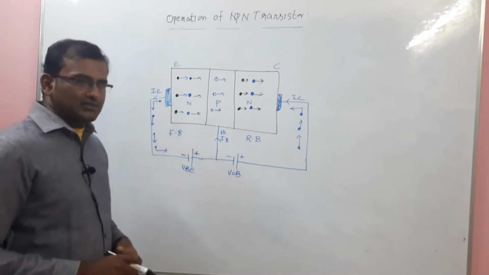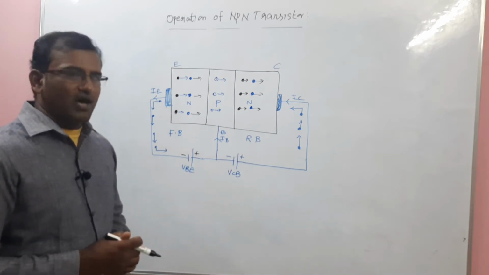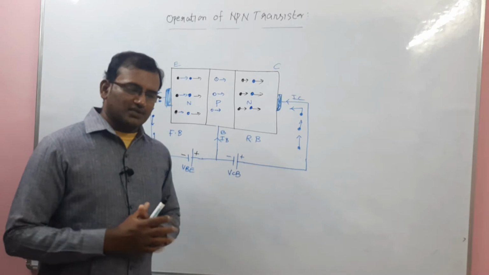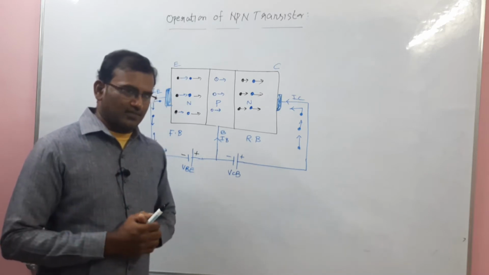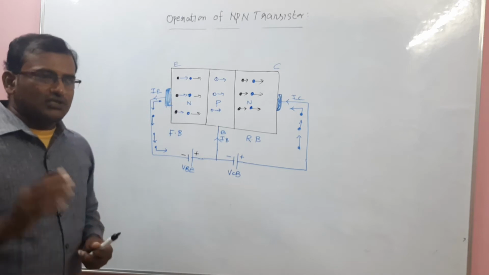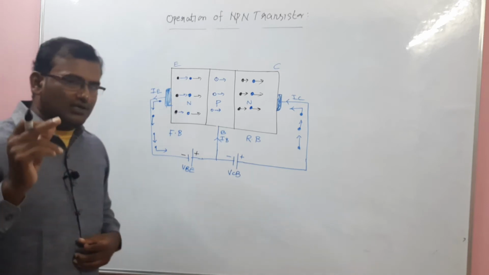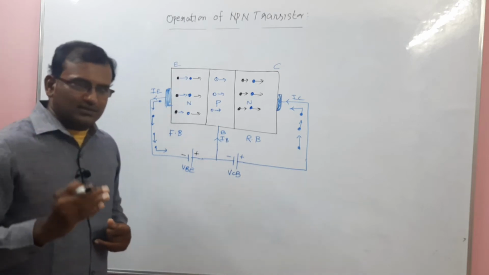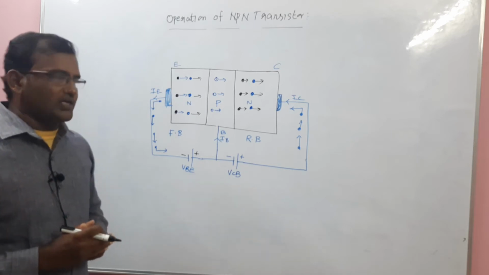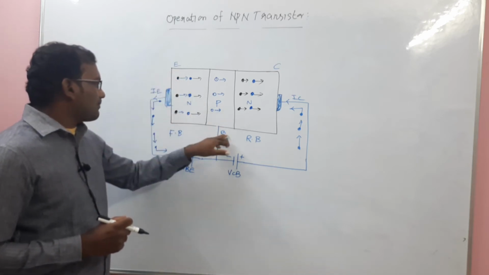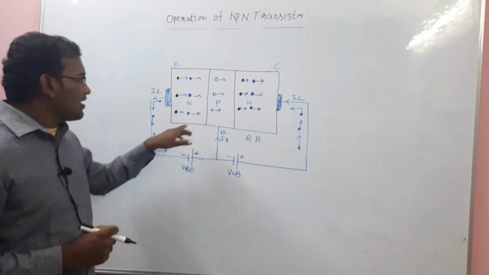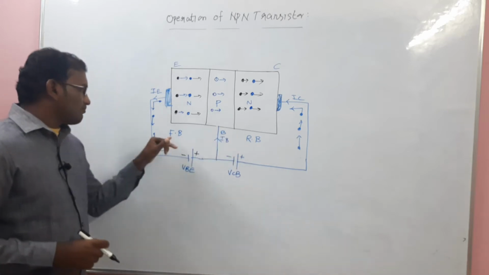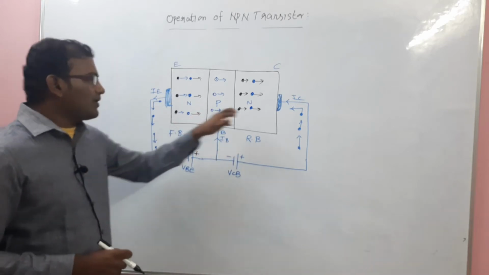Connecting the supply voltage, that is the active mode, and we have three types of transistor regions: the active region, the saturation region and the cutoff region. Of these three regions, we go for the active region. It consists of two biasings, one is forward bias and the other is reverse bias. The emitter-base junction is forward biased and the collector-base junction is reverse biased. Based on this supply voltage, it will be operated.